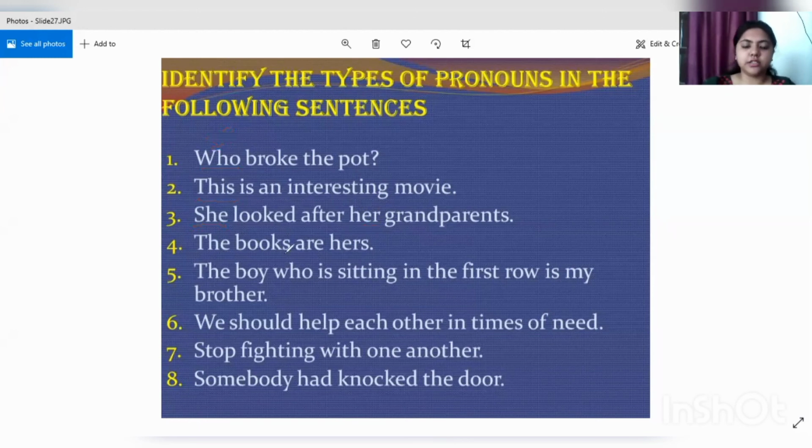Next, the books are hers. Yes, ma'am. Angel Singh. Possessive pronoun. Which word? Ma'am, hers. Yes, see here hers. We cannot see any noun following this word, so that is why it is a pronoun. Another distinguishing feature about a possessive pronoun is that we can find an s added towards the end of the word, which shows possession. Next, the boy who is sitting in the front row is my brother.